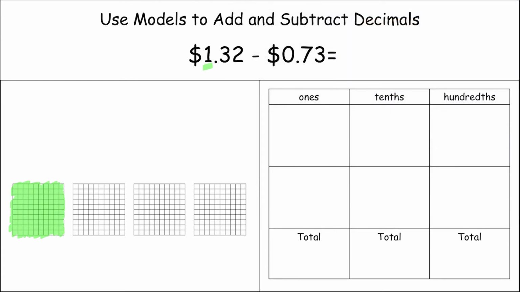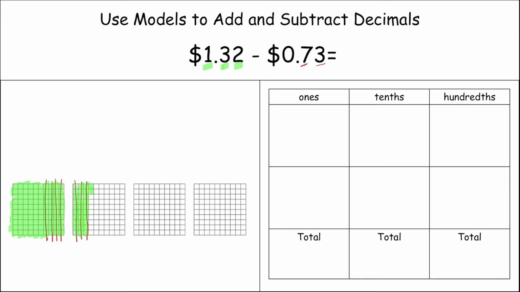Oh, I'm sorry. 1 whole, 3 tenths, and 2 hundredths. How many hundredths? 2. Now it says take away 7 tenths. 1 tenth gone, 2 tenths gone, 3 tenths gone, 4 tenths gone, 5 tenths gone, 6 tenths gone, 7 tenths gone. And take away 3 hundredths.